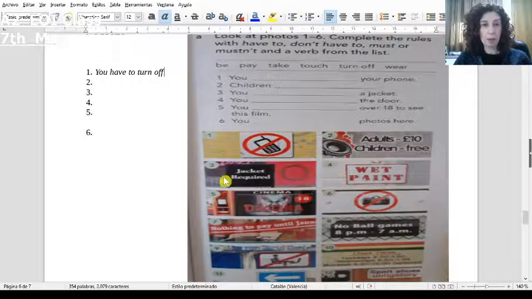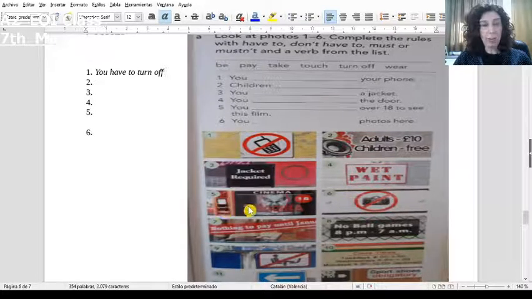This is a restaurant, maybe, or I don't know where it is, but it says, jacket required. Se requiere chaqueta. Or you are going to sit on a bench. No sentarse en un banco, wet paint. Pintura húmeda aún. Recién pintado traduciríamos. Este wet paint es recién pintado.